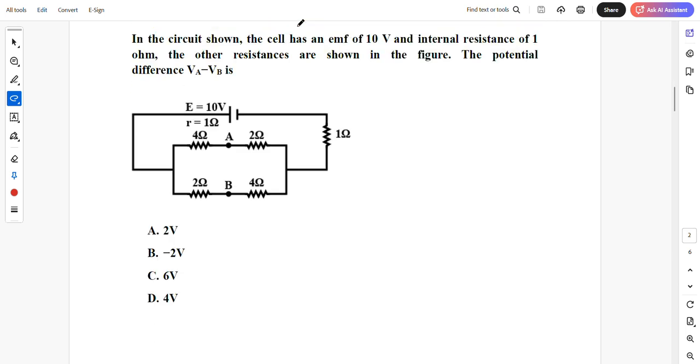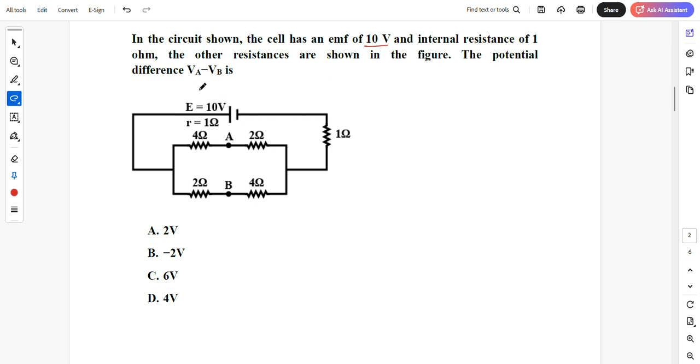Now this is the first problem. What it is saying: in the circuit shown, the cell has an EMF of 10 volts and internal resistance of 1 ohm. Internal resistance 1 ohm is there. That is very, very important. You should not neglect this one. The other resistances are shown in the figure.